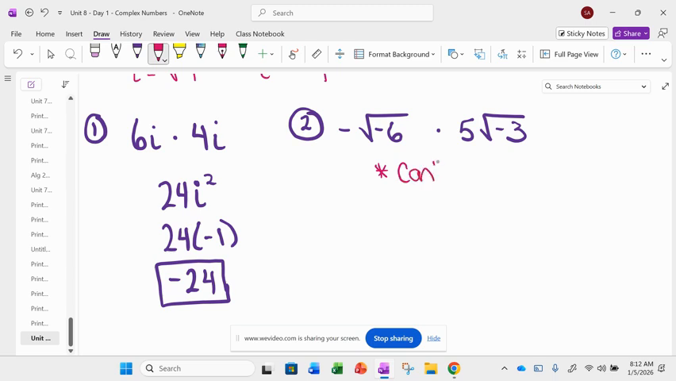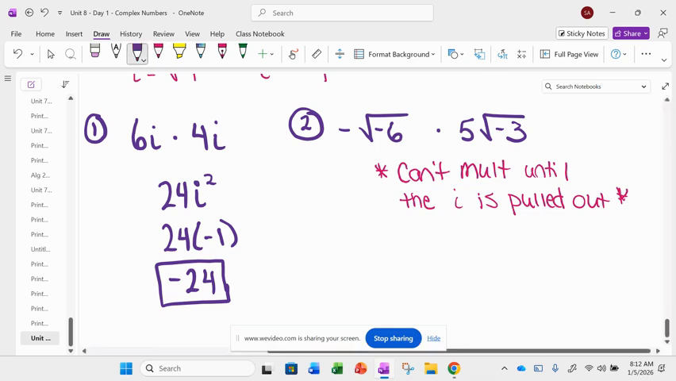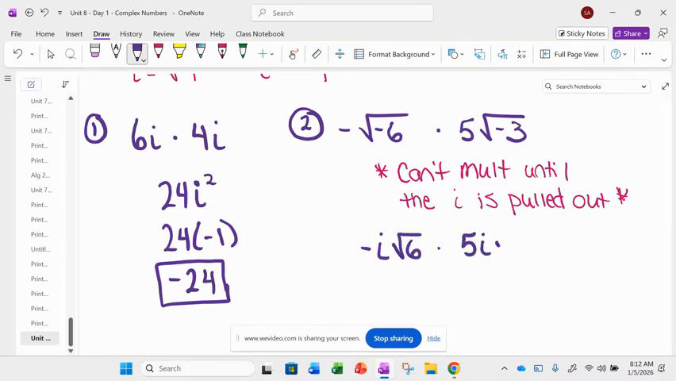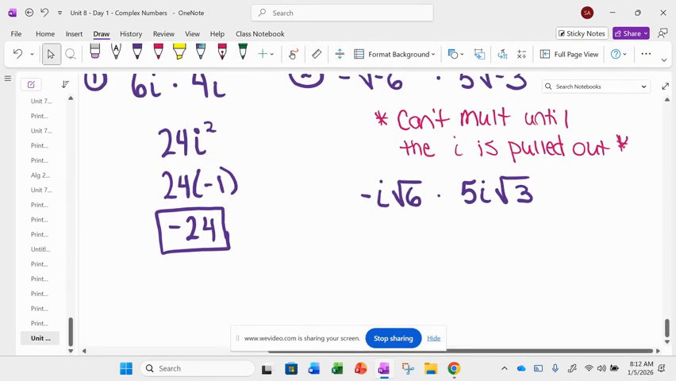We can't multiply until the i is pulled out. So we're going to pull out that i. So I'm going to have a -i√6 times a 5i√3. Now I can multiply. So now I'm going to have a -i times a 5i gives me a -5i squared.